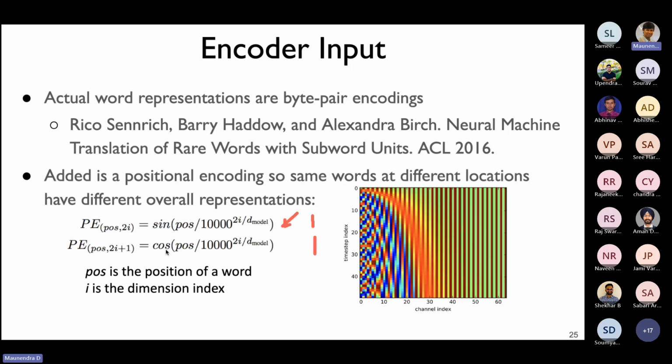Whatever sequential information we had lost, they tried to include some of that using this, because this embedding depends on the position where it appears. So they added a positional encoding so that the same words at different locations have different overall representations. The word is the same, but they come as different tokens. To start with, they'll get a different representation by virtue of this positional encoding.